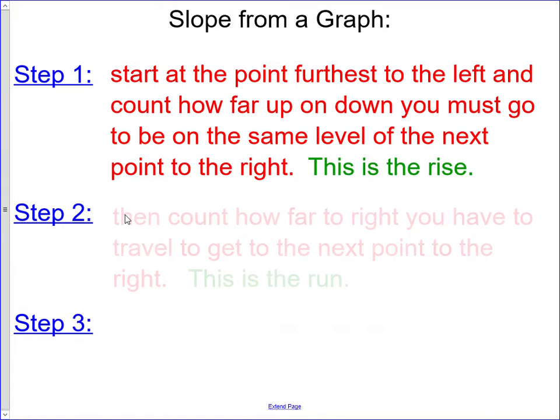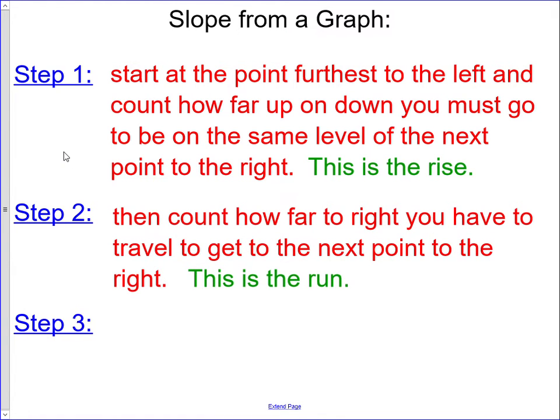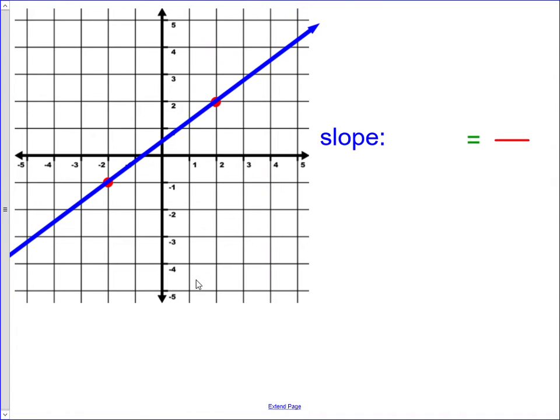The second step is to count how far to the right you have to travel to get to the next point to the right. So we're traveling right on a number line, so that's going to be a positive number, and that positive number will be our run, or our bottom number. And we're going to write the slope as rise over run in fraction form, unless it's a whole number. Let's try a few examples.